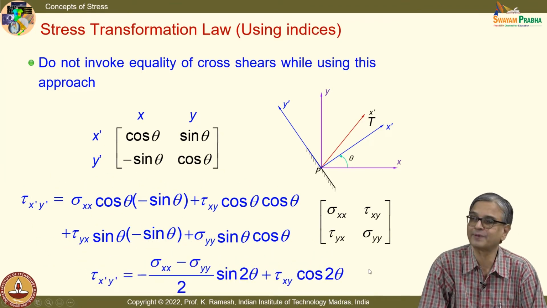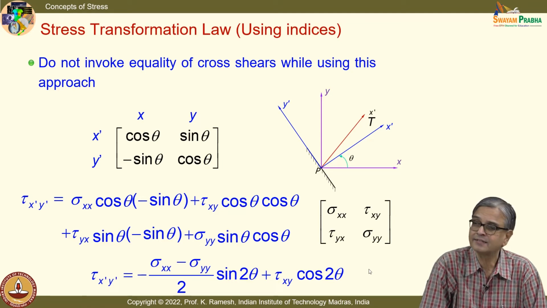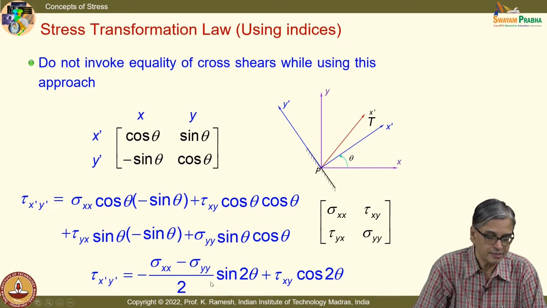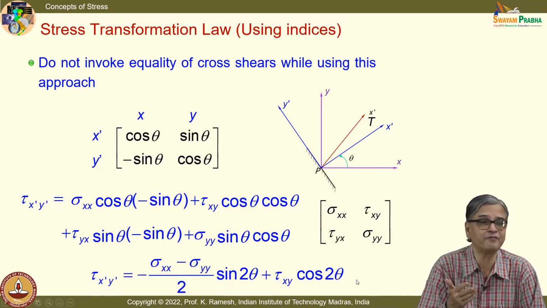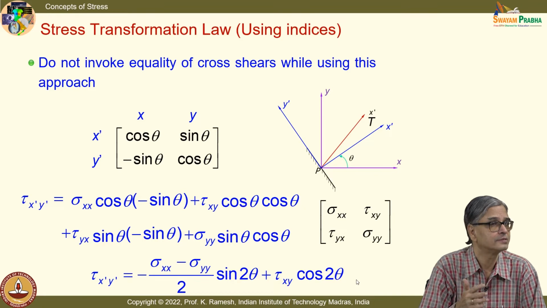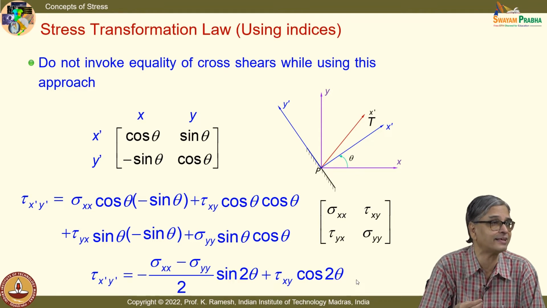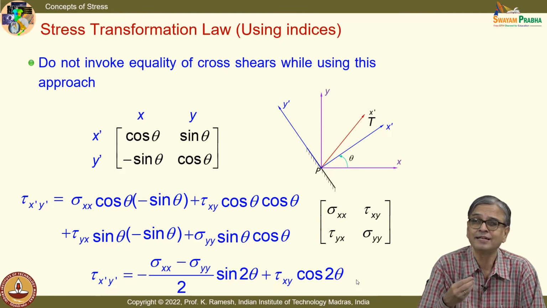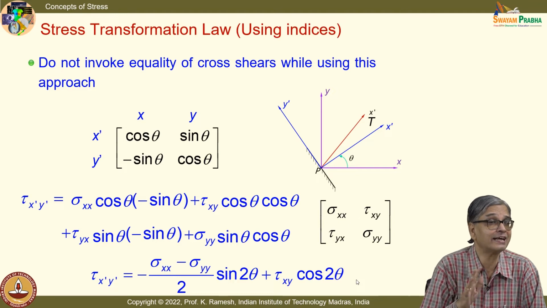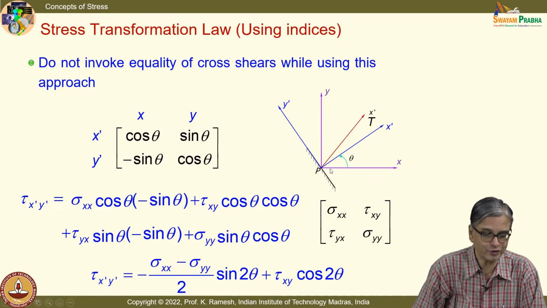So, I have tau x prime y prime equal to minus sigma xx minus sigma yy divided by 2 sin 2 theta plus tau xy cos 2 theta. This is the same expression that we got from first principles also. You should know how to write it from first principles, but you should also know how to solve problems where you have to write the expression. You should not have difficulty in assigning the correct signs. Okay. So, this is a recipe for you to do that.